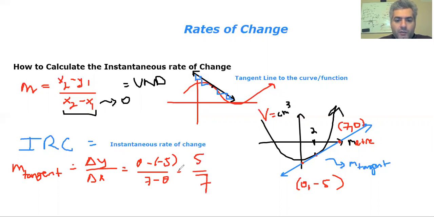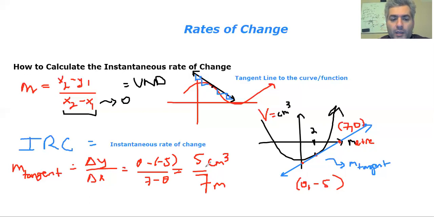So the instantaneous rate of change at x equals 2, in this case at 2 meters, is 5 centimeter cubed per 7 meters. We can get the decimal value as well if needed. You can calculate this in terms of a decimal. Usually with word problems we calculate in terms of a decimal, but at times you need to keep things in exact form or exact value. Okay, so that's just a brief way of calculating the instantaneous rate of change of a function graphically.